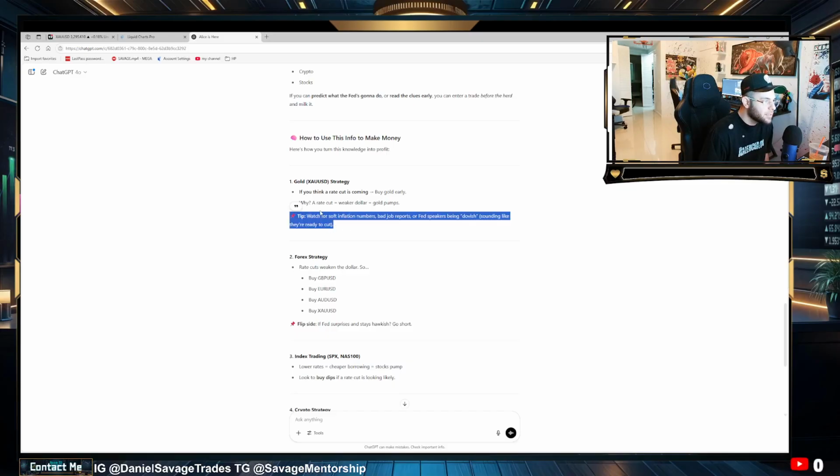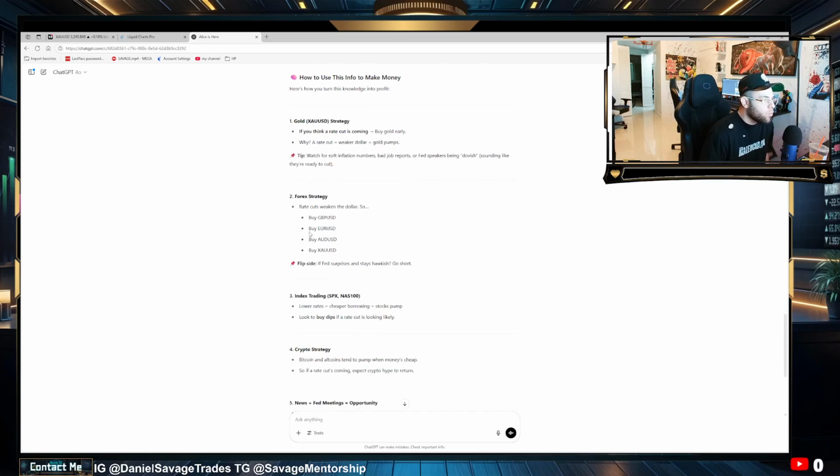Now, we're going to copy this because some people are probably going to ask, how do I know though? Where do I find this? Right now, here we go. Rate cuts weaken the dollar.